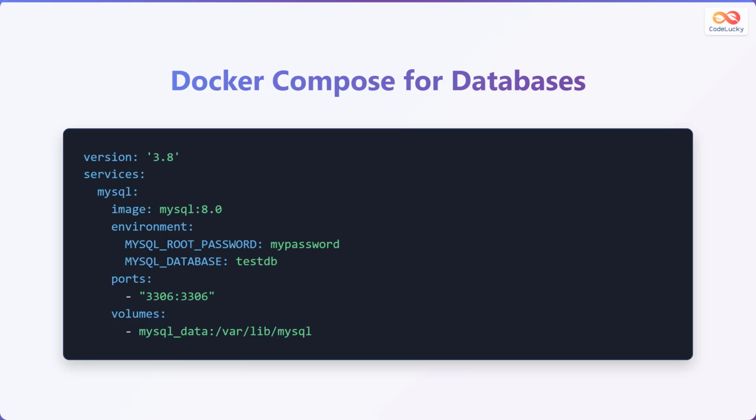Set environment variables such as MYSQL_ROOT_PASSWORD and MYSQL_DATABASE. Define port mappings, mapping the host port 3306 to the container port 3306. Finally, define volume mappings, mapping the mysql_data volume to the /var/lib/mysql directory inside the container. Using Docker Compose, you can define and manage your database setup in a single file.